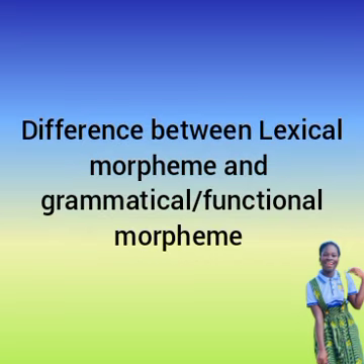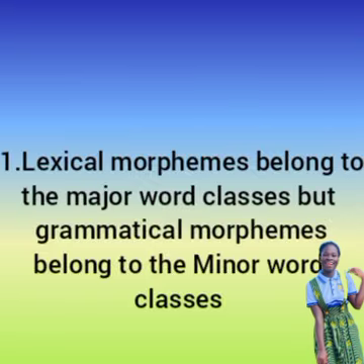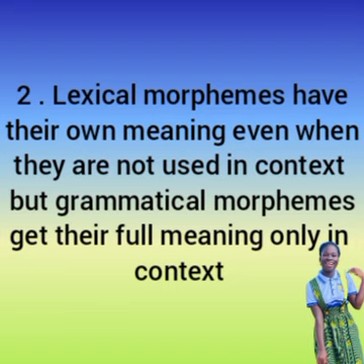Difference between lexical morpheme and grammatical or functional morpheme. Lexical morphemes belong to the major word classes, but grammatical morphemes belong to the minor word classes. Lexical morphemes have their own meaning even when they are not used in a context, but grammatical morphemes get their full meaning only in a context. So these are the two differences between the lexical and the grammatical morphemes.